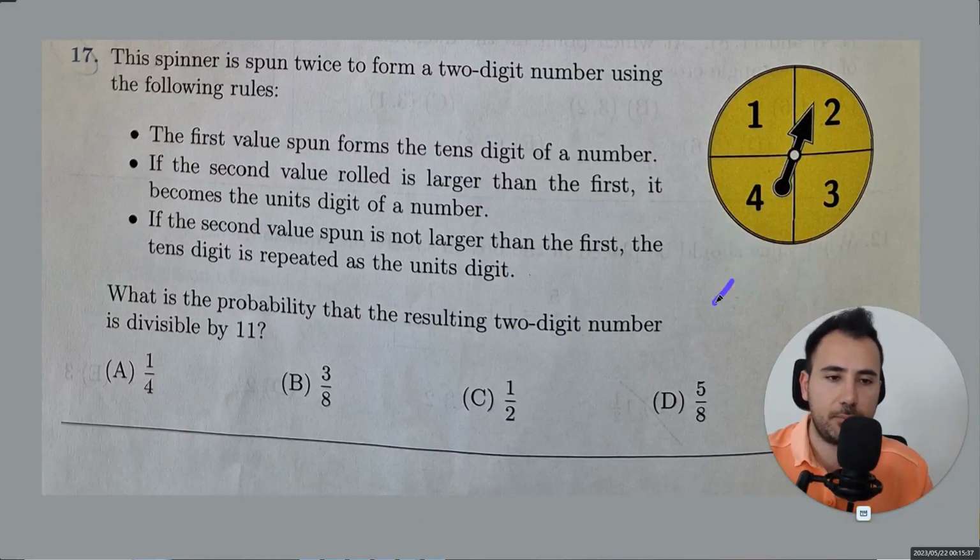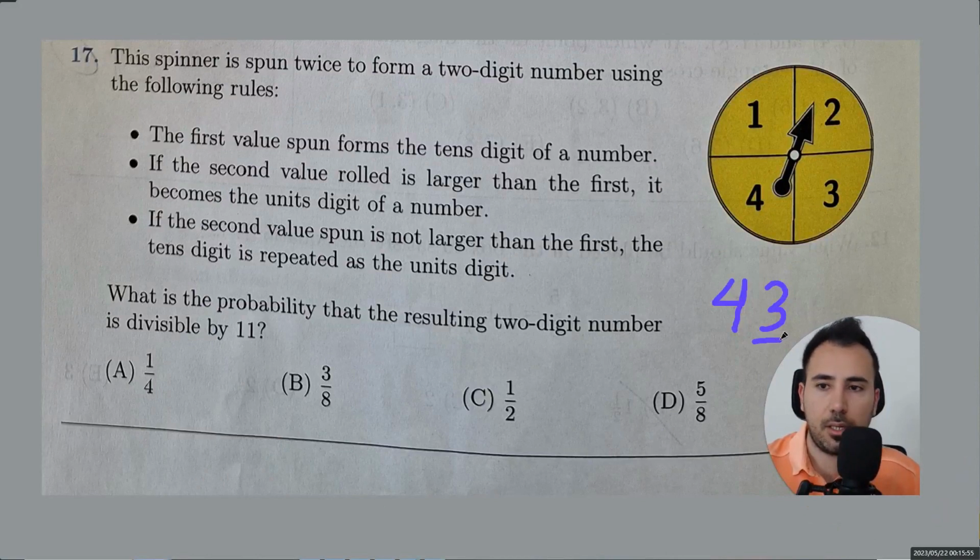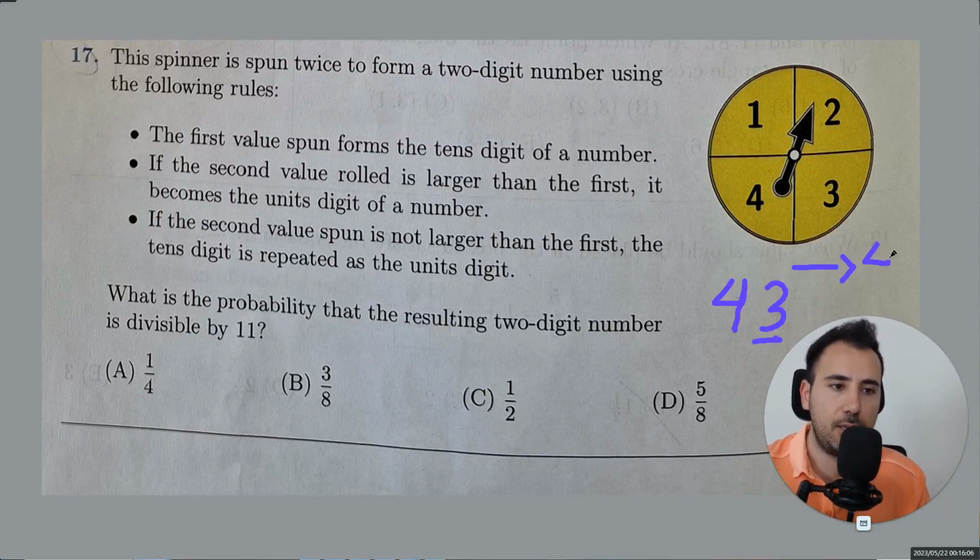What if the first one that we roll is 4? And then the next number we roll is 3. Then what happens? That would be the second value, 3, which is not larger than the first. Then the tens digit, 4, is repeated. So 43 turns into 44. Interesting. So what is the probability that the resulting 2-digit number is divisible by 11?